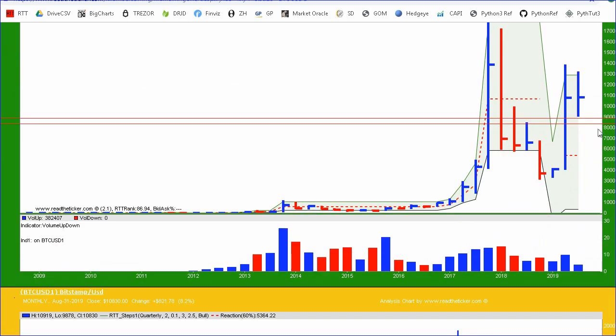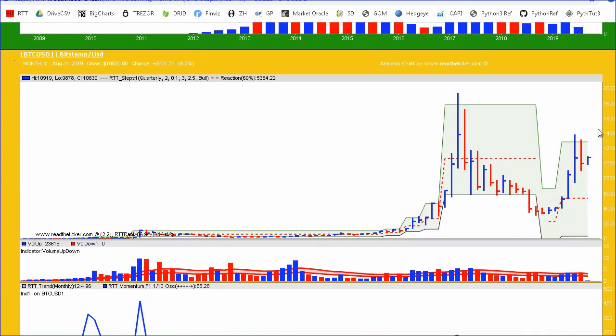Okay, the monthly chart. You saw the period where demand really stepped up. 60% line was holding. Well forecasted.